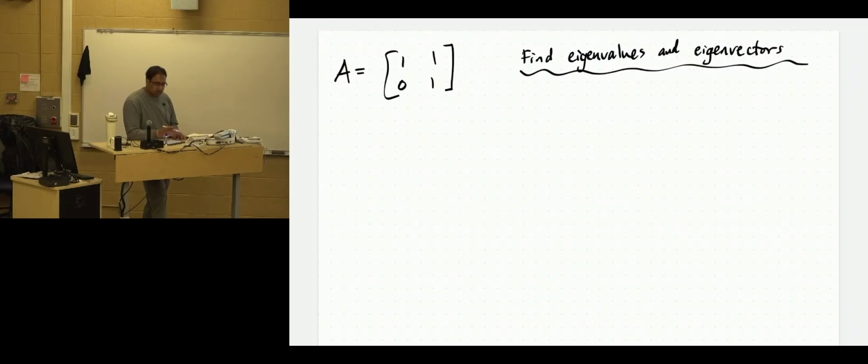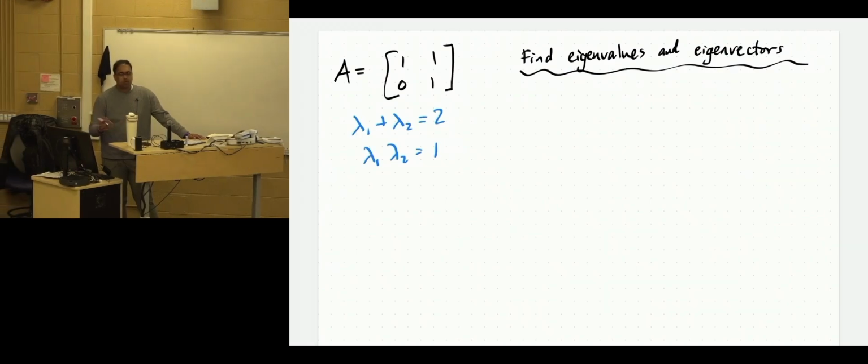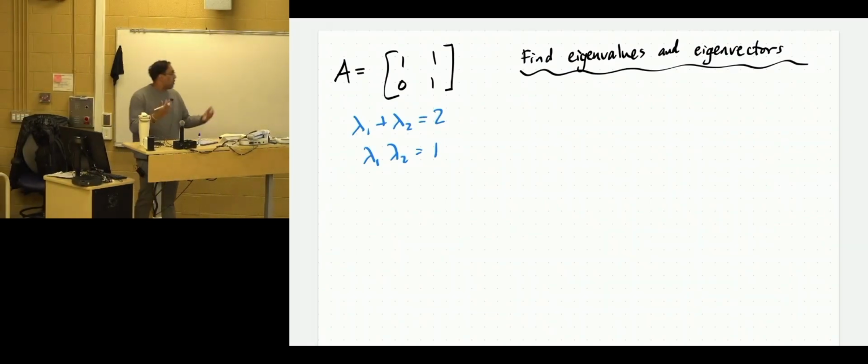What does that sound like? We're looking for two numbers that add to 2 and multiply to 1. And there's only one combination of numbers that this could be. What is that combination? What does this have to be? Yeah, 1 and 1.